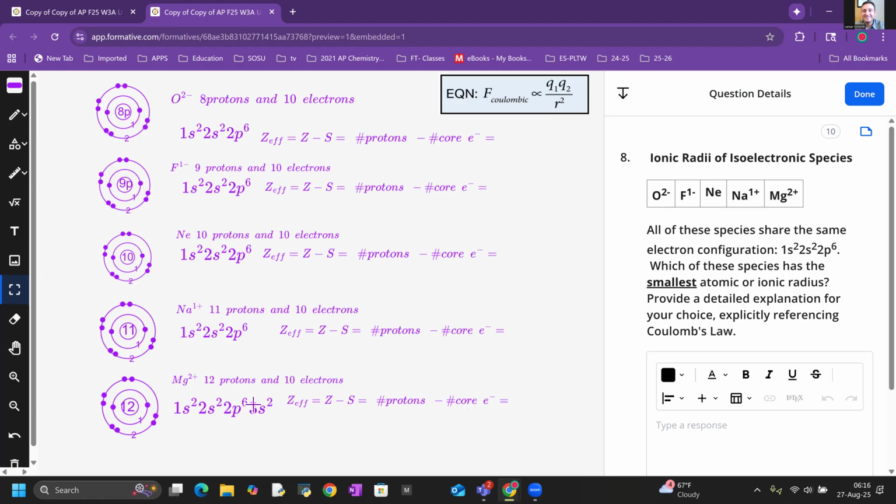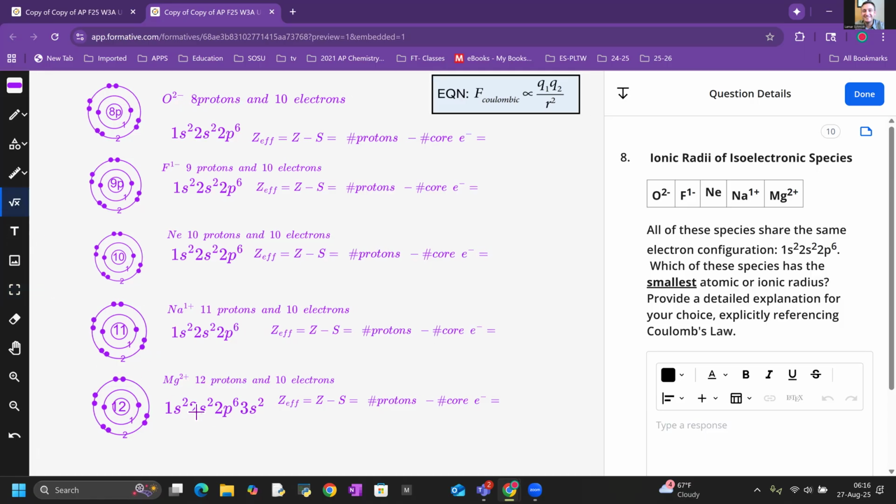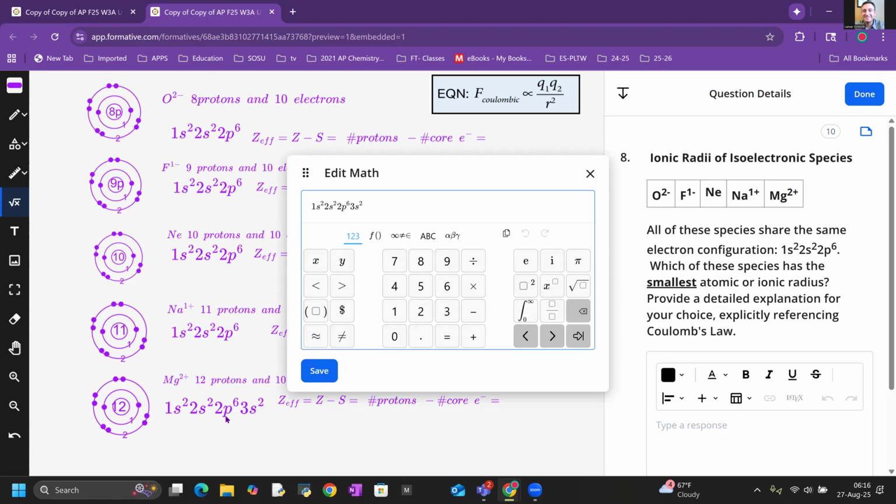2 plus 2 plus 6 plus 2 is 12. So this configuration would show that it has 12 protons, but also 12 electrons. But if it's the magnesium ion, it has to lose 2 electrons. And it not only loses 2 electrons, notice the 2 is going to go away, but when it does that, it loses that 3rd energy level.